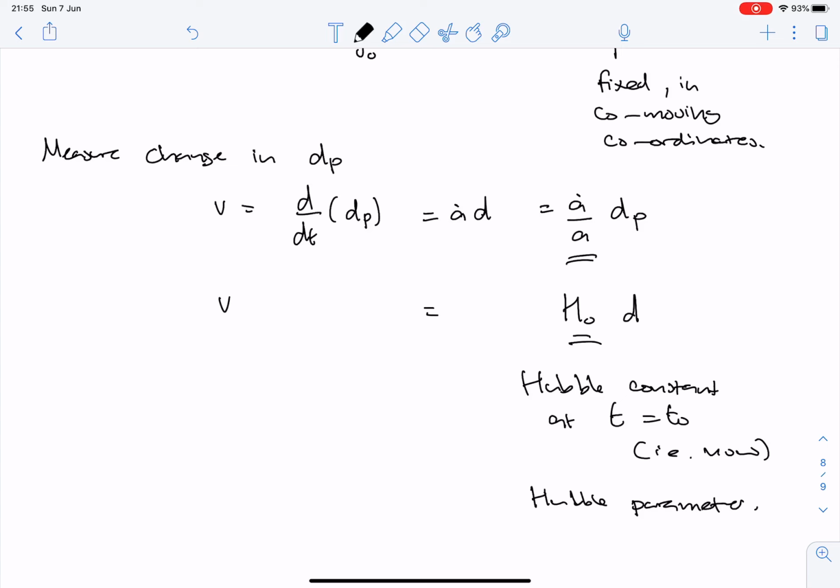And so the redshift and the velocity are providing you crucial information about the scale factor and its rate of change.